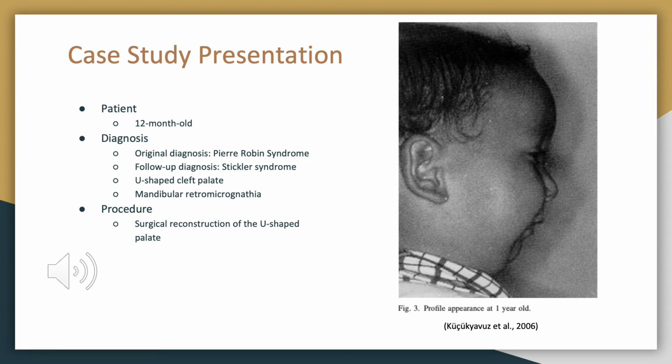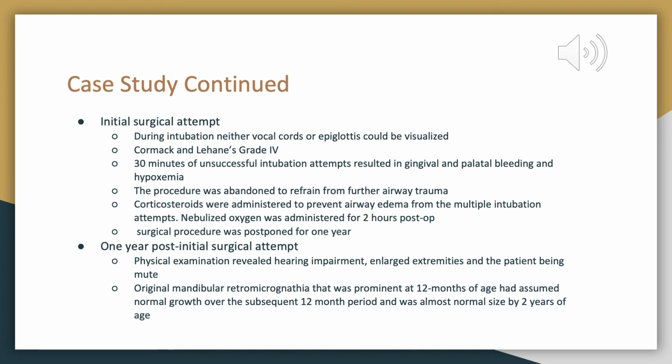However, the diagnosis was subsequently changed to Stickler syndrome due to the development of other musculoskeletal malformations, such as enlarged extremities. The patient was noted to have mandibular retromicrognathia and a U-shaped palate. The procedure to be performed was a surgical reconstruction of the U-shaped palate. On the right here, we have the profile view of the patient. We can see the severe posterior displacement of the mandible in comparison to the maxilla.